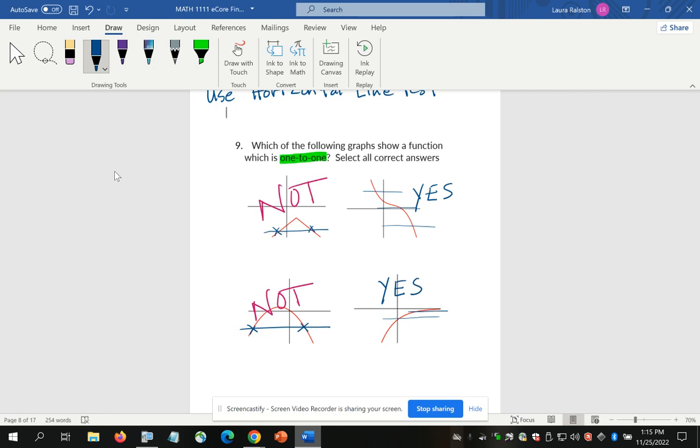So to decide if a graph is 1 to 1, you use the horizontal line test, and the horizontal line can only cross the graph at most one time.